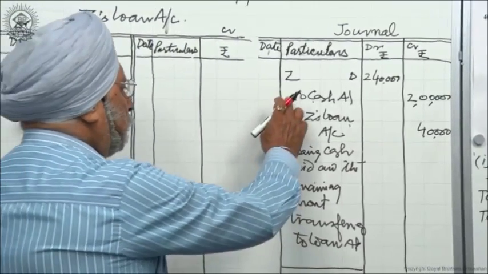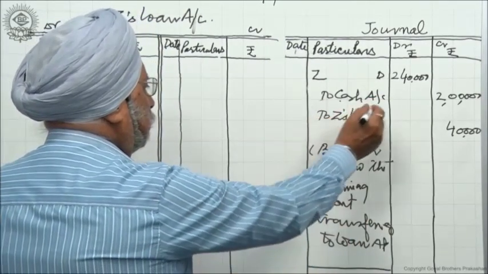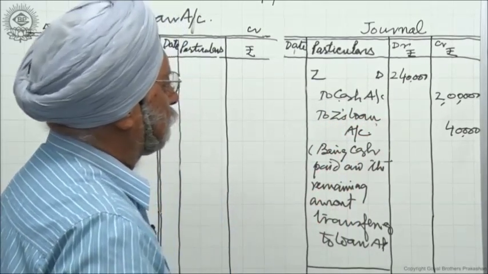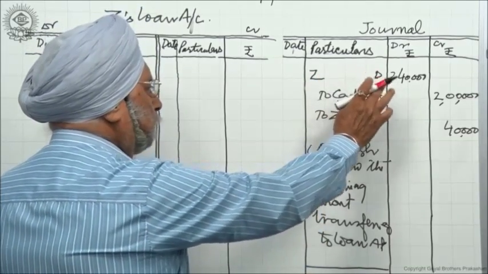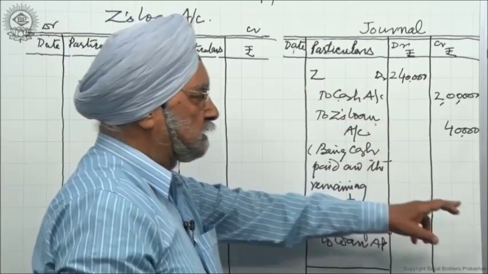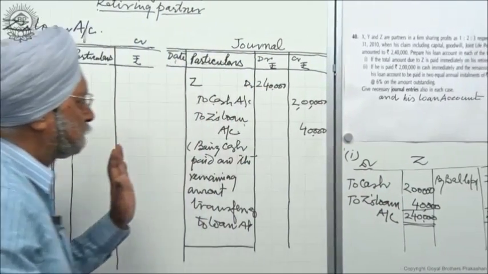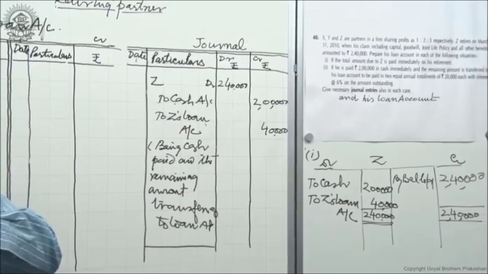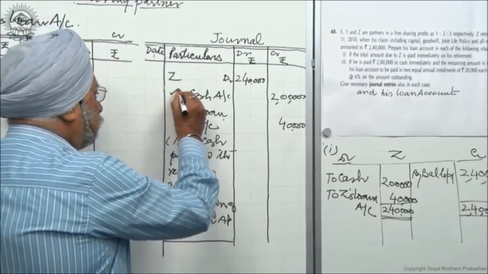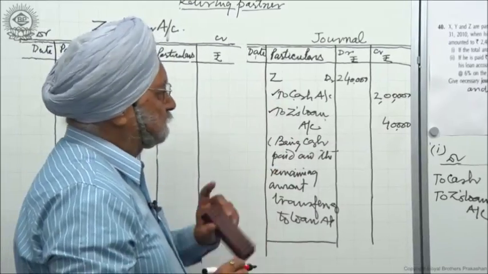Second one, when a part payment is made in cash, it is to cash account 2 lakhs, to Z's loan account 40,000. Z's capital account stands closed, mind it. It was a credit of 2,40,000. Here is a debit of 2,40,000. Z's capital account is closed. He is no longer a partner now. Now the amount will either be paid entirely in cash, or part in cash and part to the loan account. These are the journal entries.